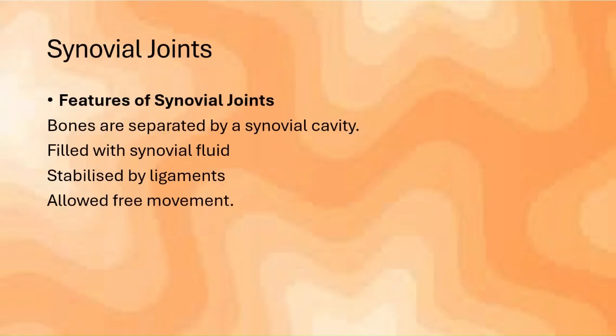Examples of synovial joints that you need to be aware of are hips, knee, and ankle. In these joints, bones do not directly rub against one another. Instead, a cavity filled with synovial fluid separates the bones. Synovial fluid acts as a lubricant and shock absorber. Ligaments hold the bones in position while still allowing movement, and synovial joints are highly adapted for movement and flexibility.